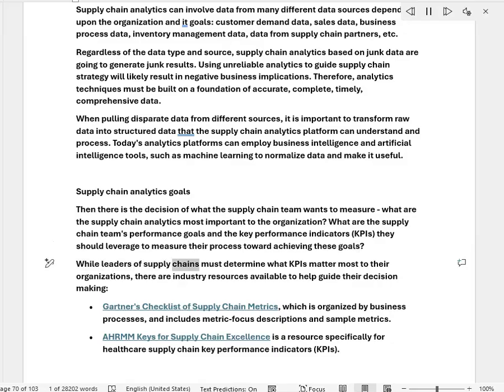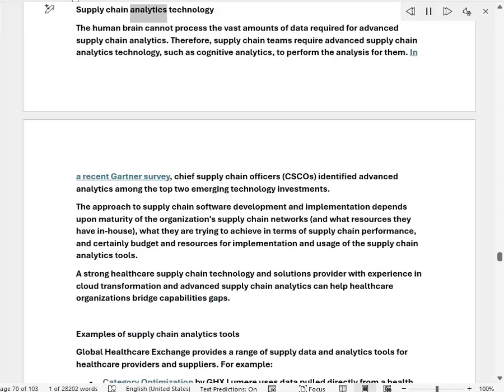While leaders of supply chains must determine what KPIs matter most to their organizations, there are industry resources available to help guide their decision-making. Gartner's checklist of supply chain metrics, which is organized by business processes, and includes metric-focused descriptions and sample metrics. ARM Keys for Supply Chain Excellence is a resource specifically for healthcare supply chain key performance indicators, KPIs. Supply chain analytics technology. The human brain cannot process the vast amounts of data required for advanced supply chain analytics.